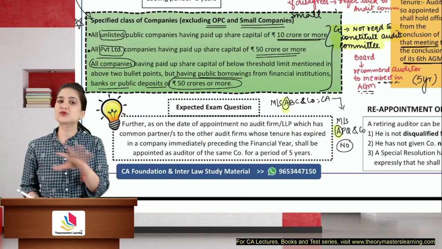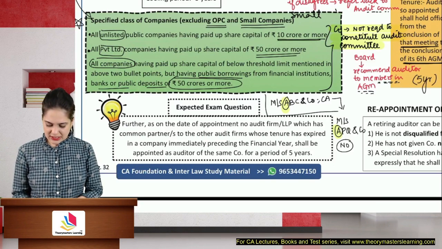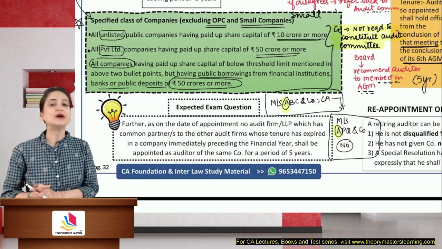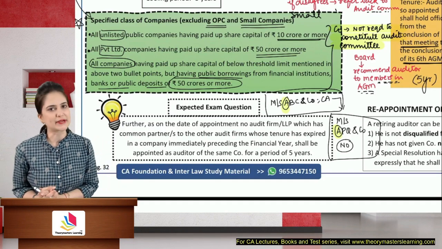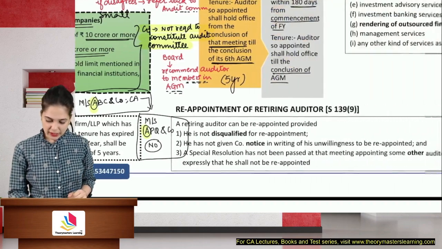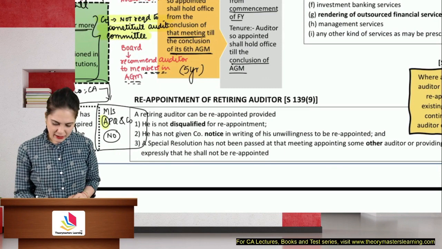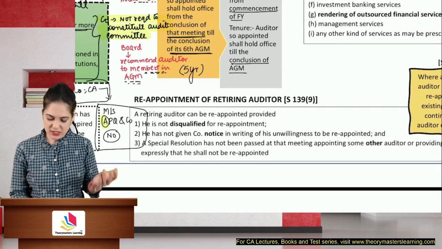Now, if the cooling period is over, then company, it is up to you whether you want to appoint Messrs ABC and company or Messrs APQ and company. It is up to you which firm you want to appoint as auditor. Okay. Then we have provisions relating to reappointment of retiring auditor. Now, an auditor retires automatically after 5 years, after his term is over.